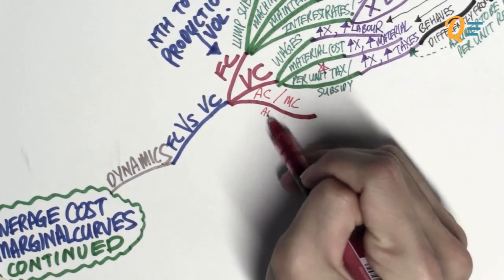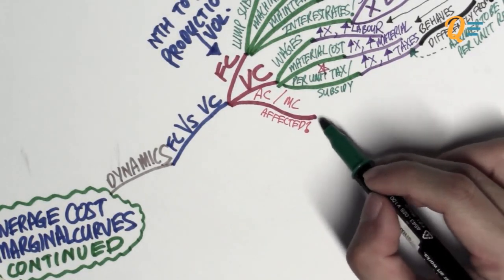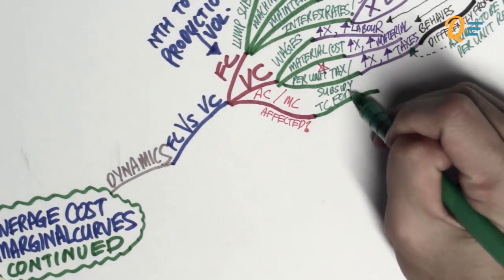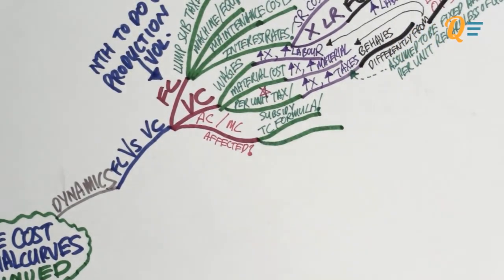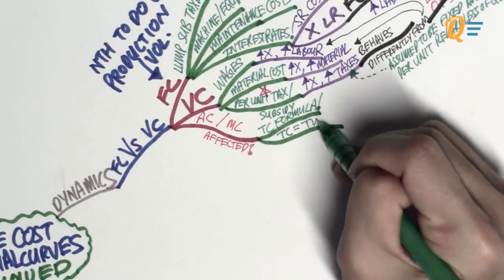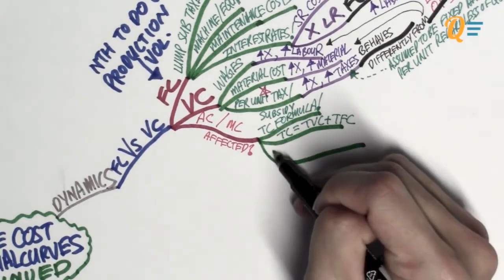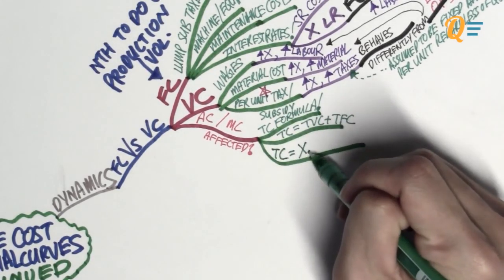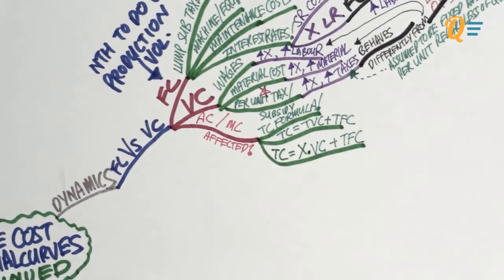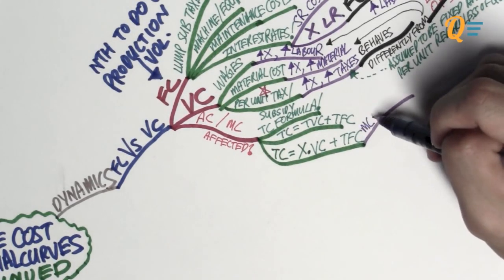Okay, now we talk about how the average cost and the marginal cost are affected when there is a change in either the fixed cost or variable cost. Now, we have to understand this by looking at the total cost formula. And the total cost formula is actually pretty simple. This is the formula. The total cost is equal to the total variable cost plus the total fixed cost. And I can also write it in a way which is the total quantity multiplied by the variable cost per unit plus the total fixed cost. Okay, so by understanding this total cost function, we'll be able to identify how the different curves are affected.